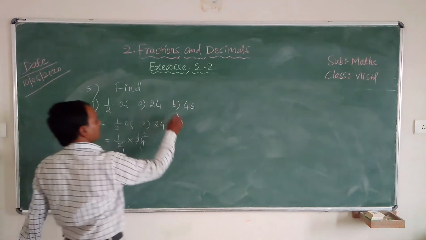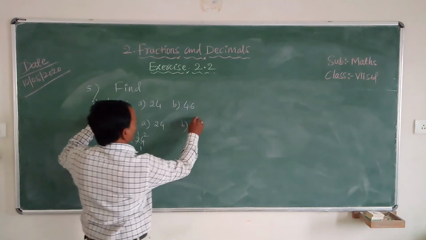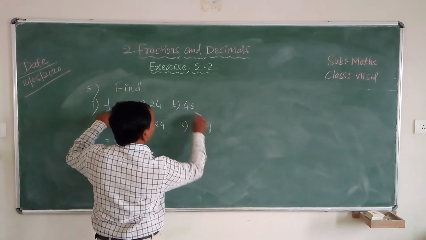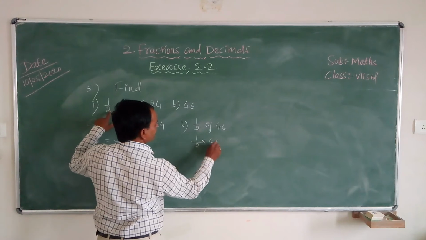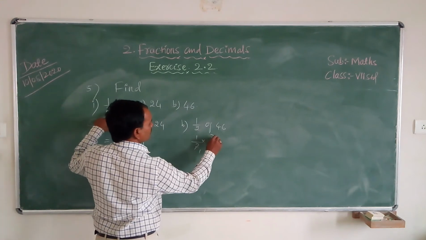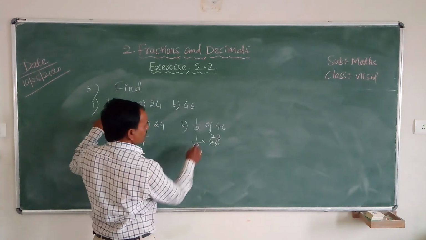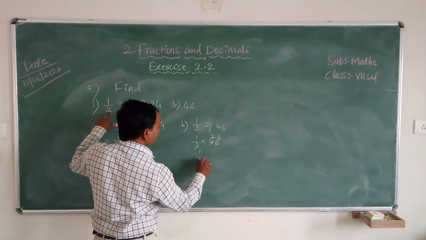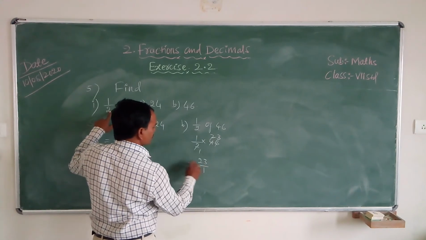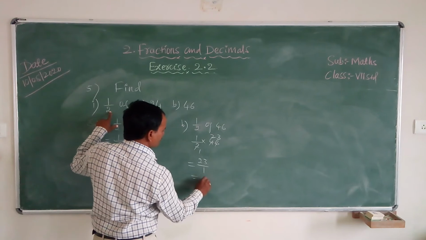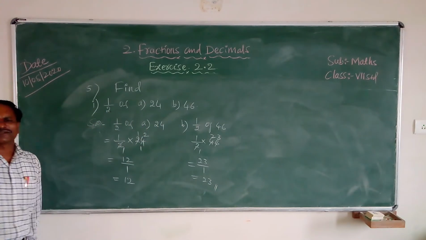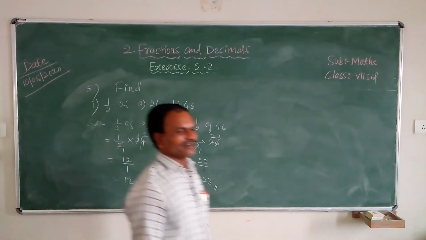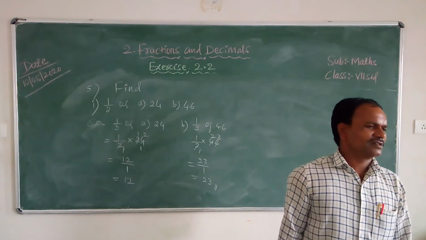Then B: 1 by 2 of 46. So 1 by 2 into 46. 2 1s are 2, 2 2s are 4, 2 3s are 6. 1 23s are 23, divided by 1, equals 23 by 1, which means 23. This is the answer. Very simple mathematics. See how to do it right now.